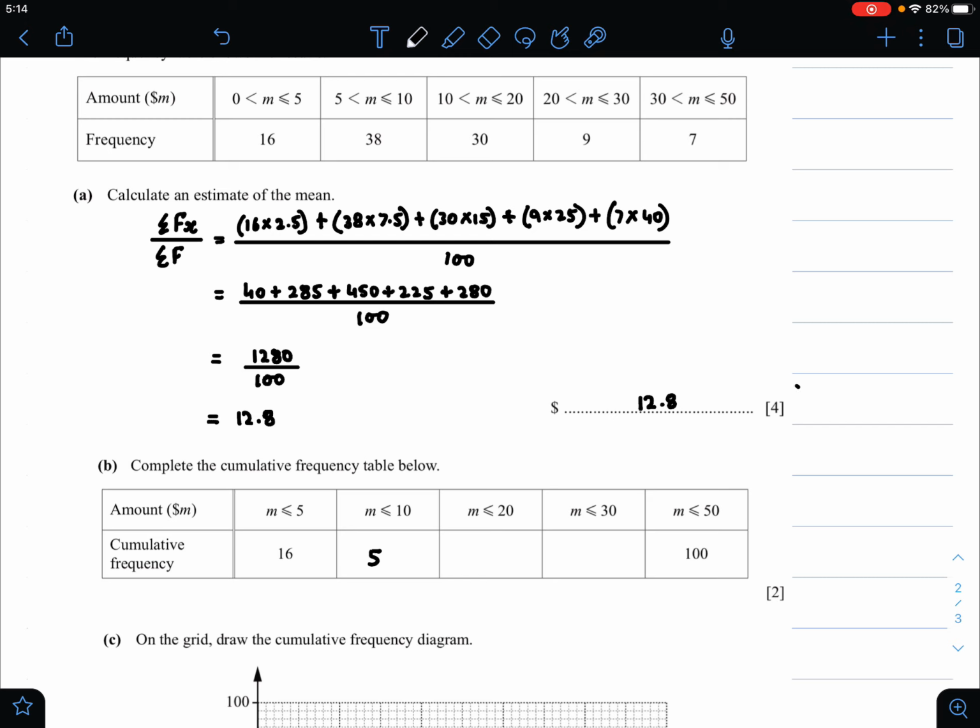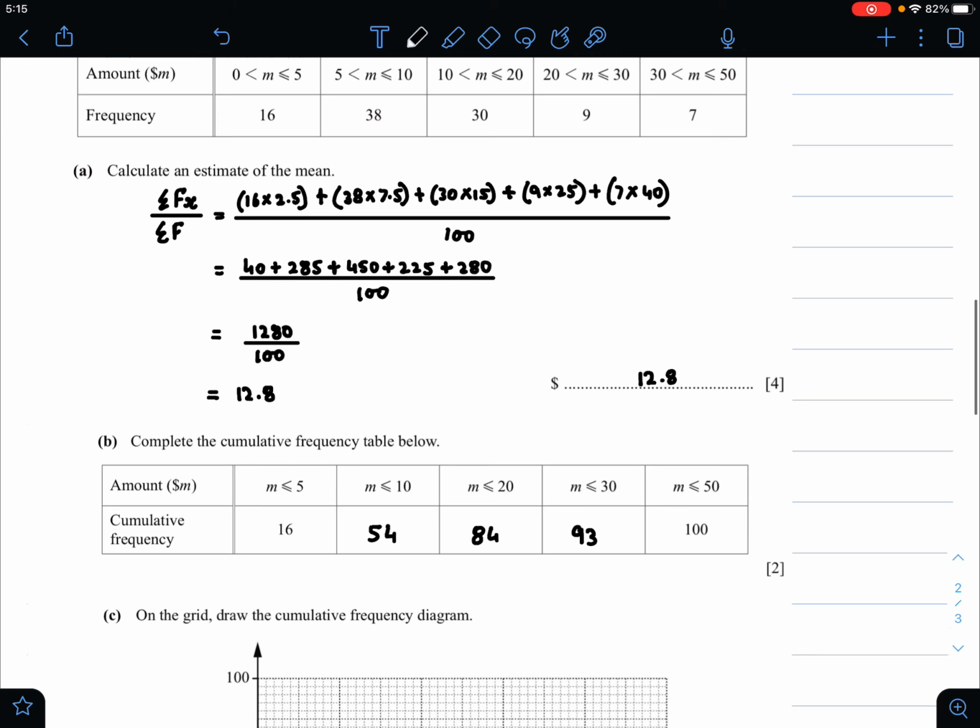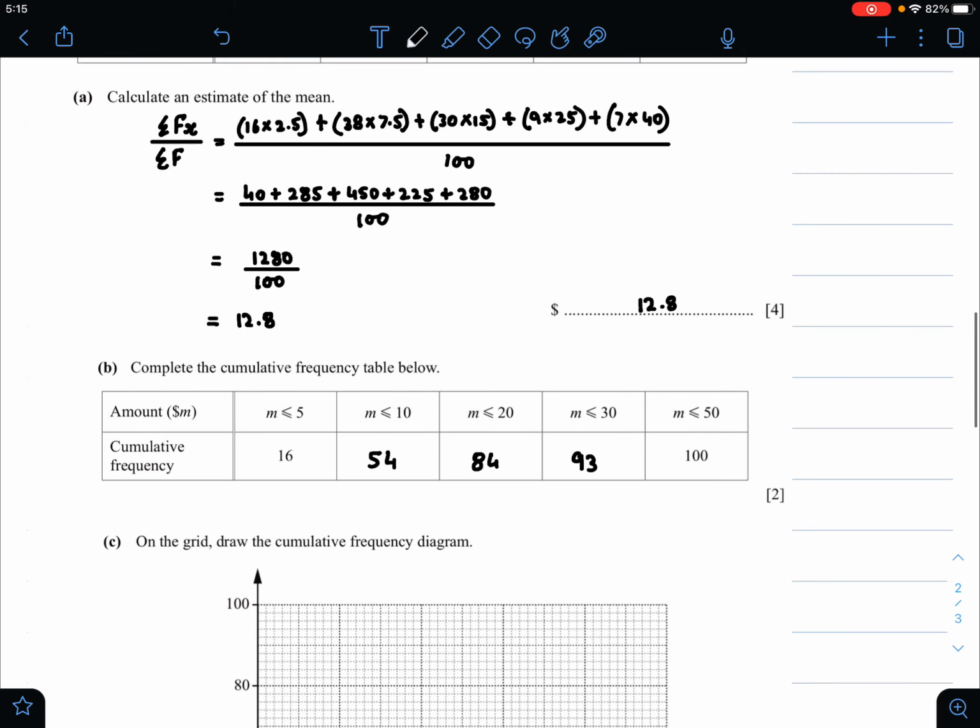So you do the same thing for the rest of them as well. So 54 and the next frequency is 30. So 54 plus 30 is equal to 84. Now the next frequency is 9. So 84 plus 9 is equal to 93. And the last one would be 93 plus 7 is 100, as they have given it to us. Now let's move on to part C of this question.